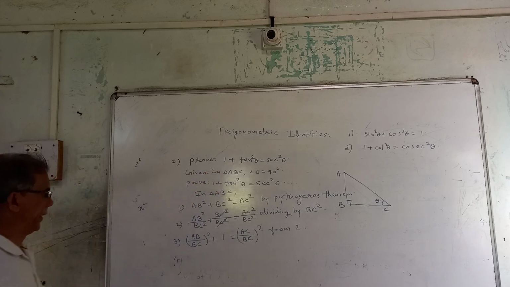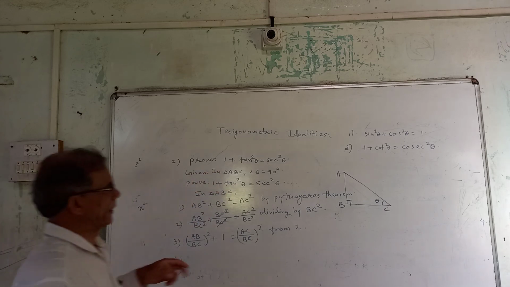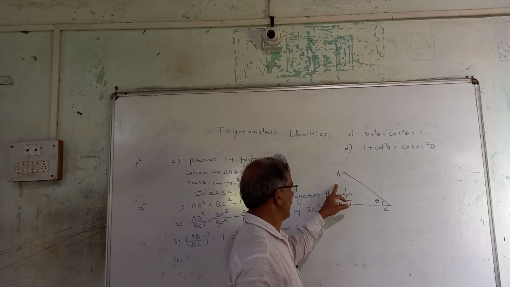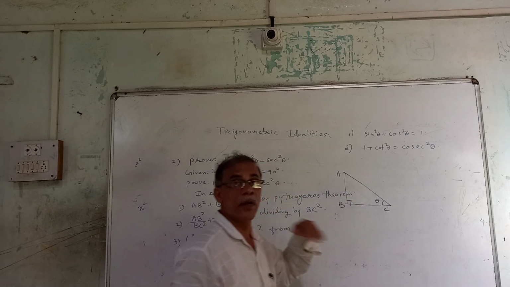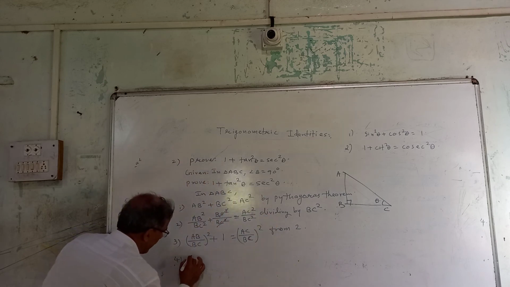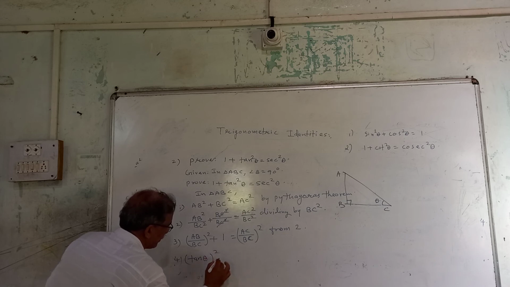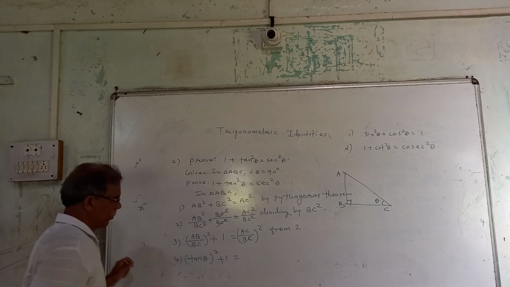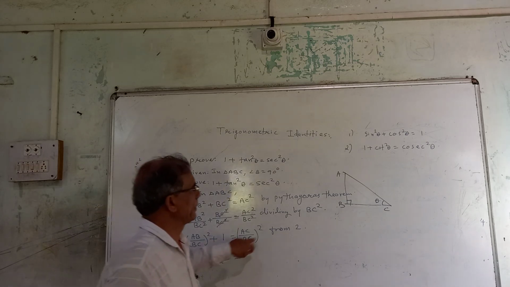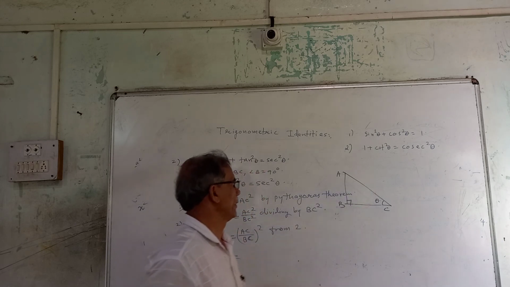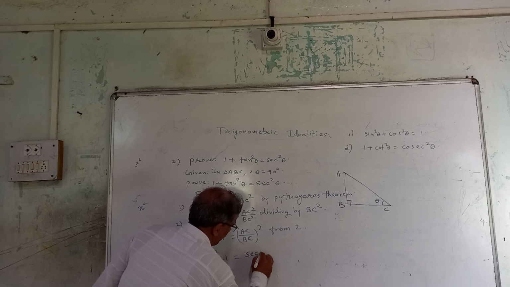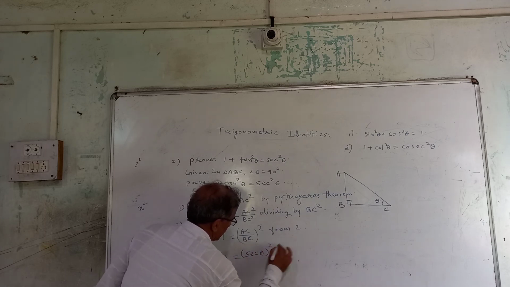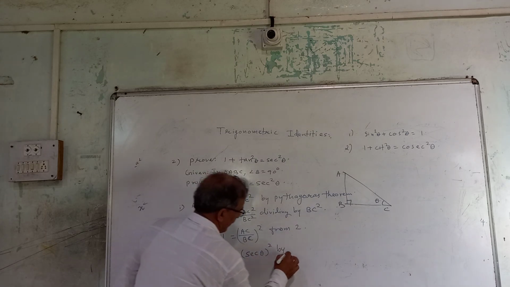Now go into the figure. AB upon BC. This is theta. AB opposite side upon adjacent side. Opposite upon adjacent, which ratio? Tan ratio. So tan of theta whole square plus 1 is equal to. Now AC upon BC, hypotenuse upon adjacent. So that is which ratio? Sec ratio. So sec theta whole square. What we have to write? By definition.